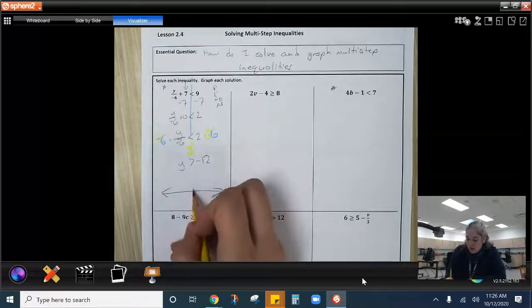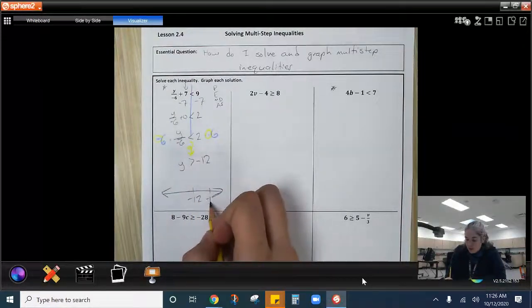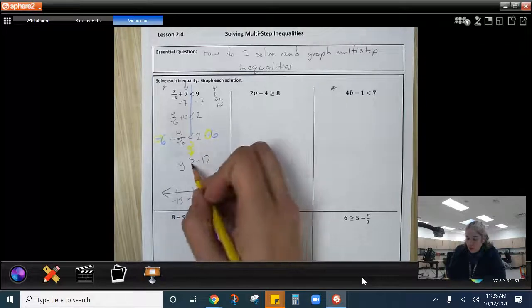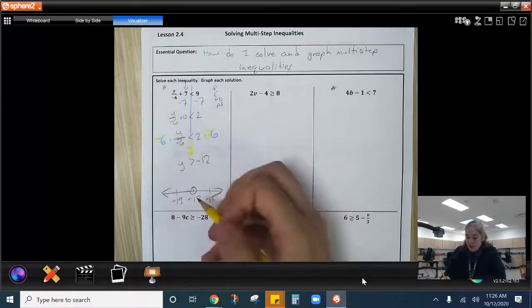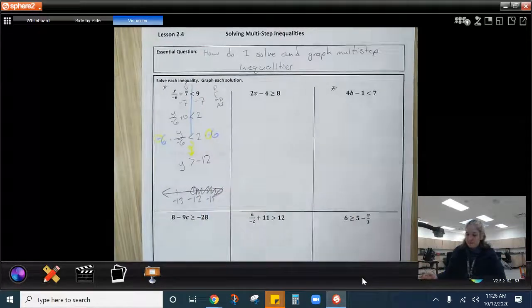So when I graph that, here's my -12. This would be -11, -13. I always do an open dot. Do I close it in? No. And I am shading to the right.